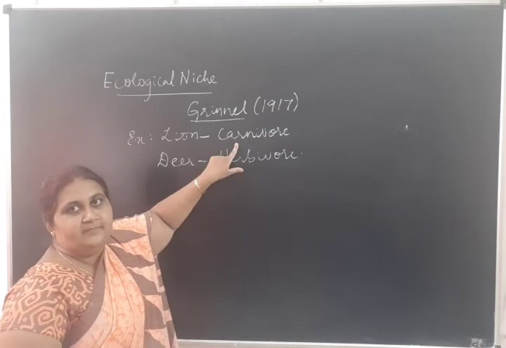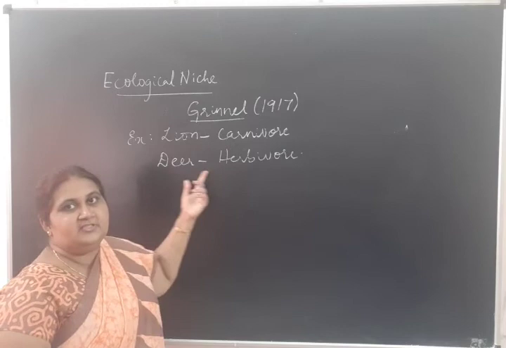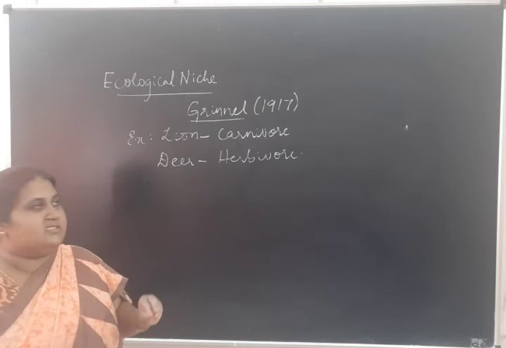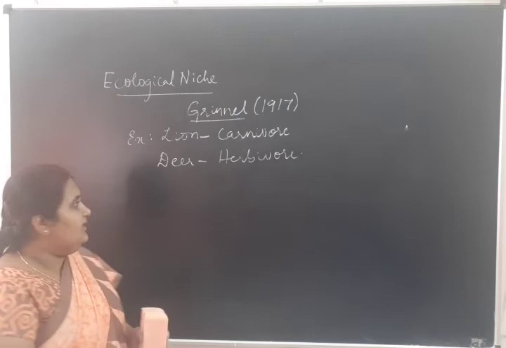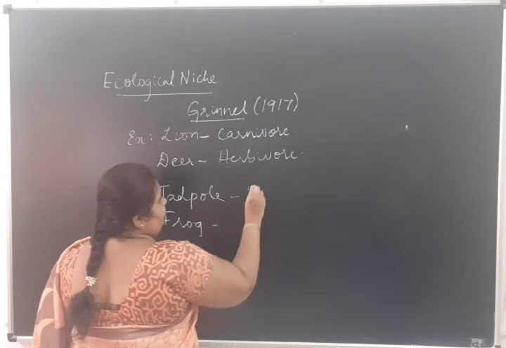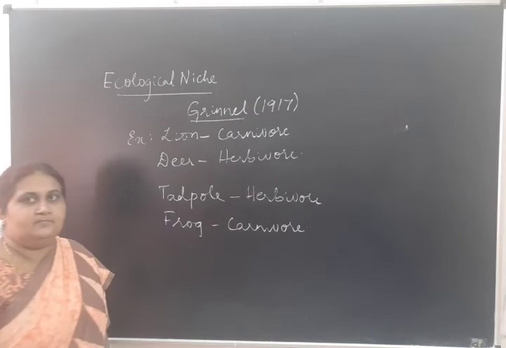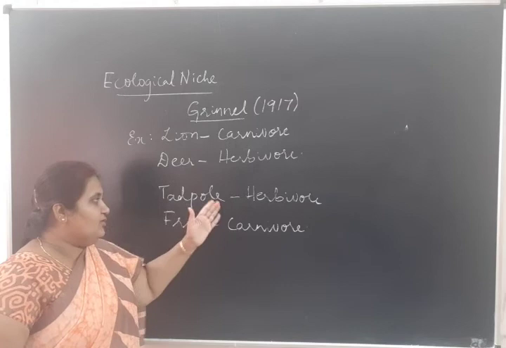Carnivore tells that the lion is feeding on other animals. Herbivore feeds on plants. So it tells the activities, the role of a species within its habitat. Likewise, tadpole and frog. Tadpole is a herbivore and frog is a carnivore. So herbivore and carnivore of the tadpole and frog represent the ecological niche.